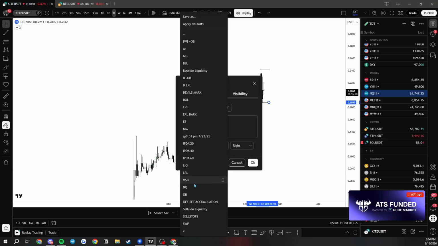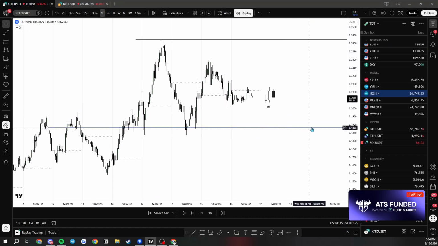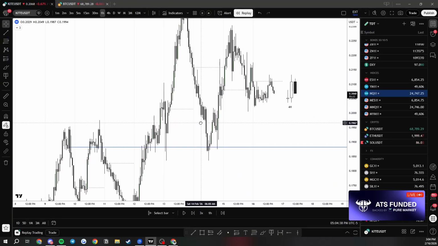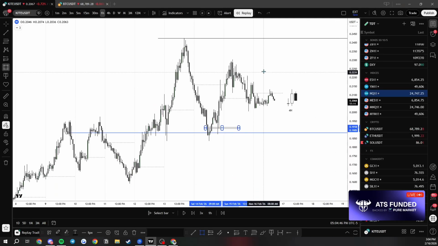Okay, let's fix this real quick. Let's go to the 1 hour. I mean, the trade for me would have been hitting this daily order block, going for this inversion, and then, I mean, that's money.